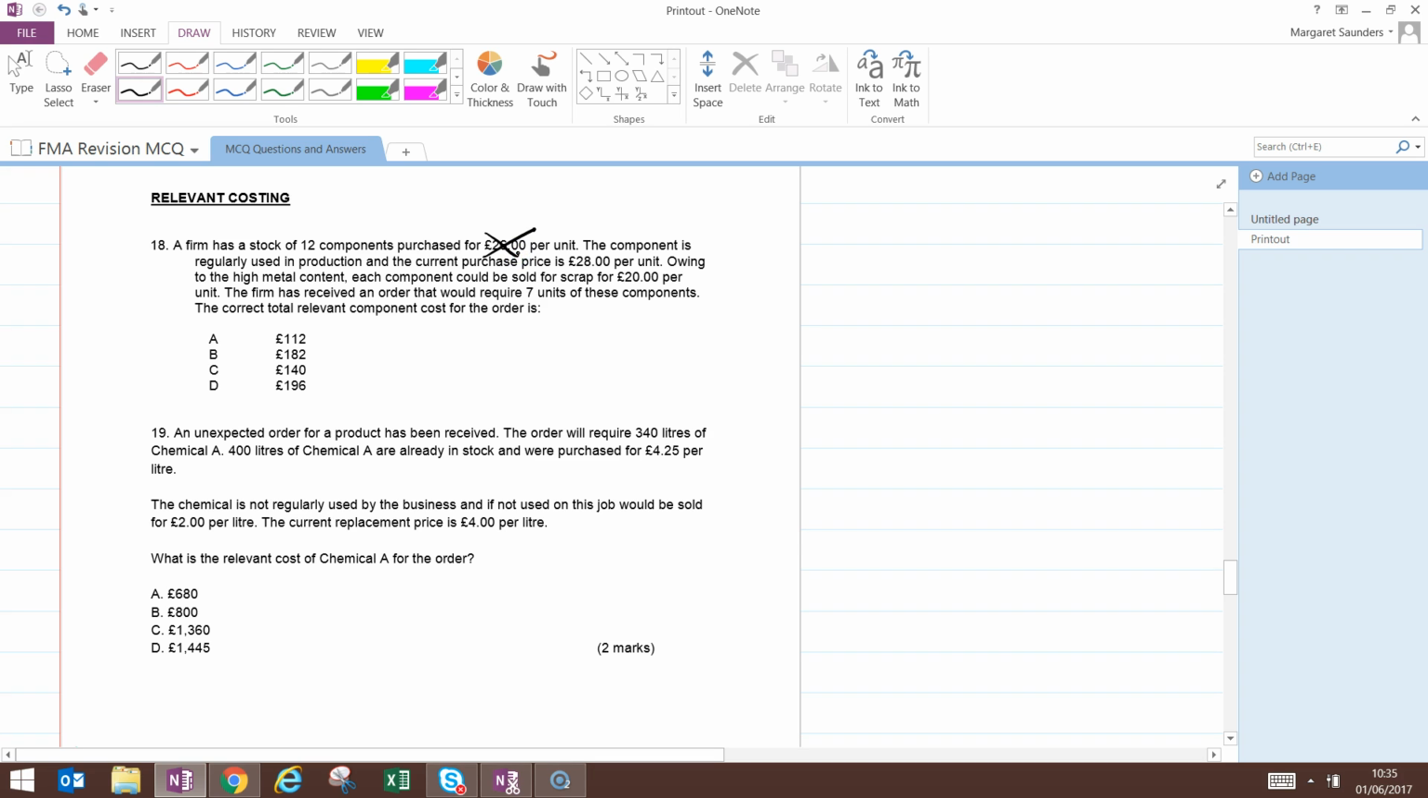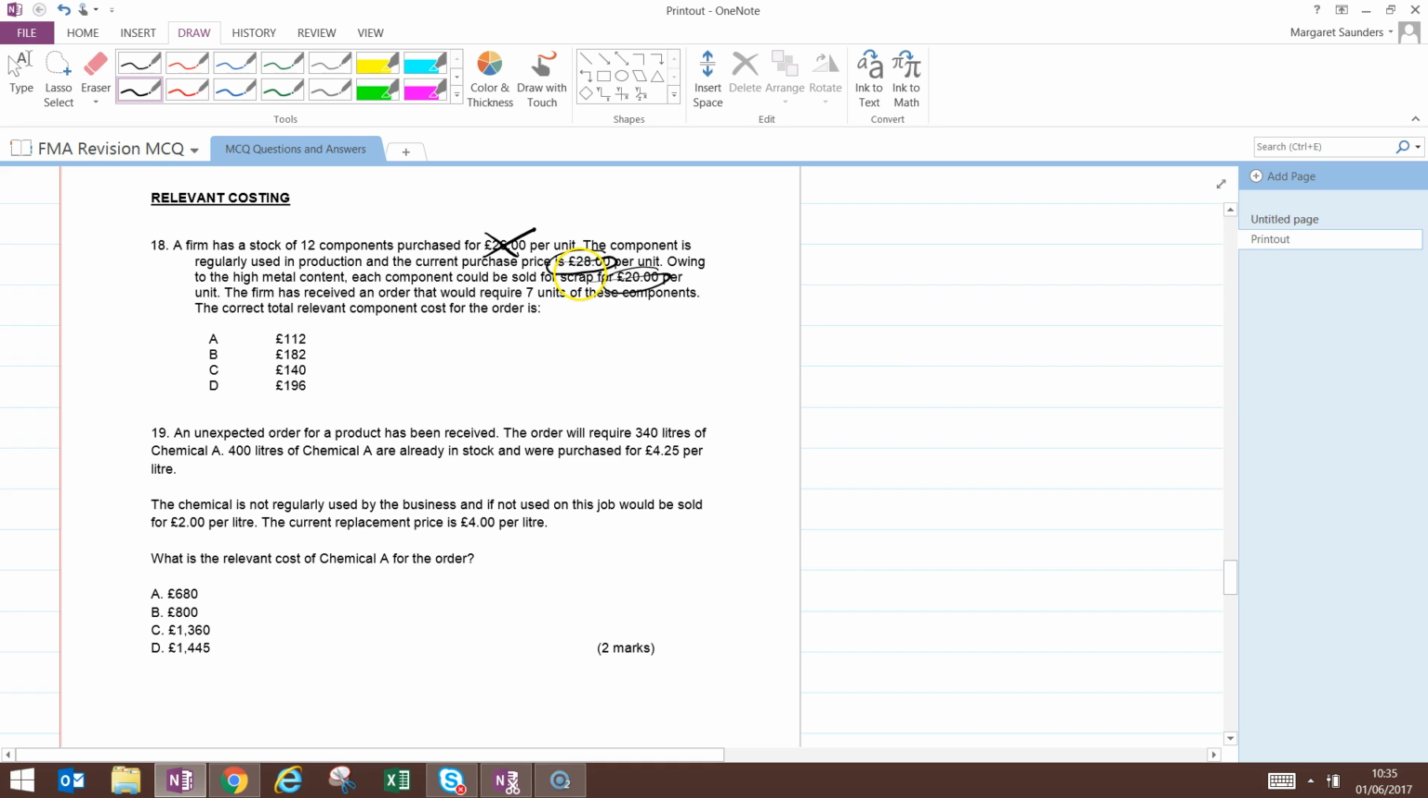So we now got two figures. Is the relevant cost £28 or is it £20? The basic rule is that if these products are used regularly and are going to be replaced, then you use the current purchase price. If they are not used regularly and are not going to be replaced, then you use the scrap value.